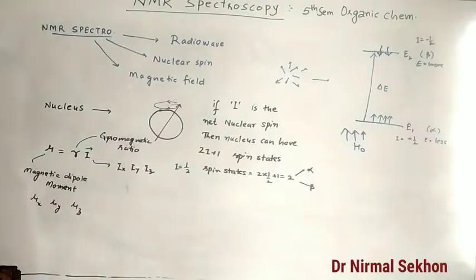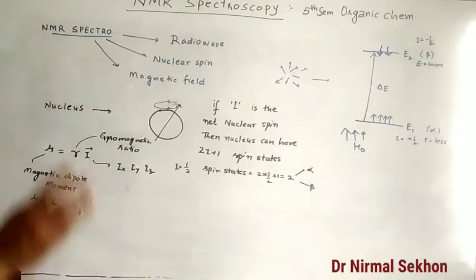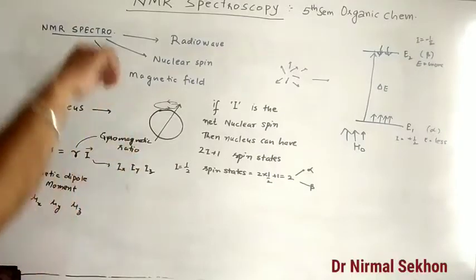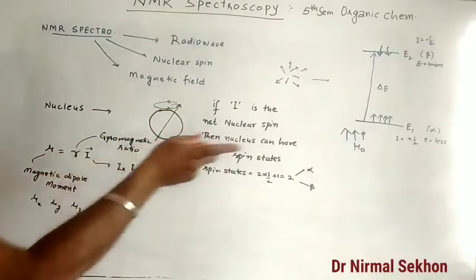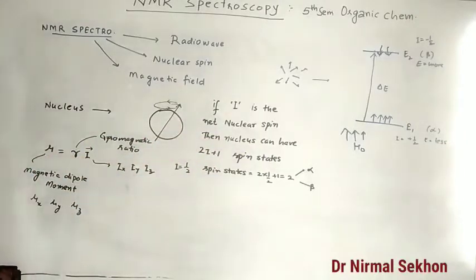Only 2 spin states. When we get a triplet, it means that when we apply a magnetic field, 3 alignments are possible. So what will those 3 alignments be? One is with the magnetic field, another is against the magnetic field, and the third is neutral, perpendicular to the magnetic field. That is called the triplet state.